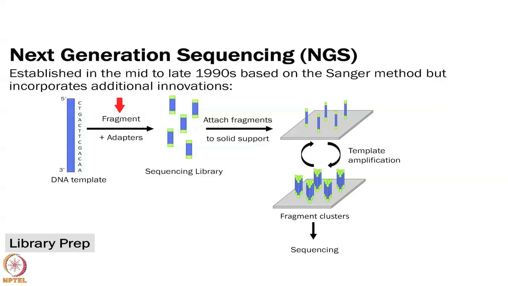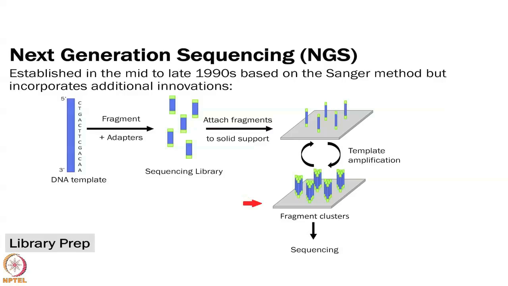So now what happens is you still have this DNA template. It's a single-stranded DNA template, and it's fragmented. There are adapters that are put on the template, and we're going to talk a lot about these adapters because you can do some cool stuff with them. Then these fragments are attached to a solid support, like a flow cell, and we'll talk about that as well. Then there's an amplification that occurs, so you stick your fragment onto this flow cell, and then you amplify it.